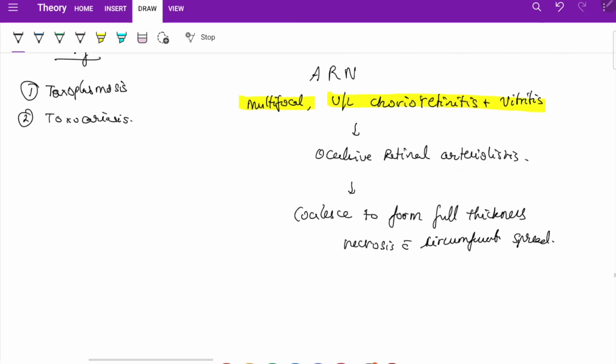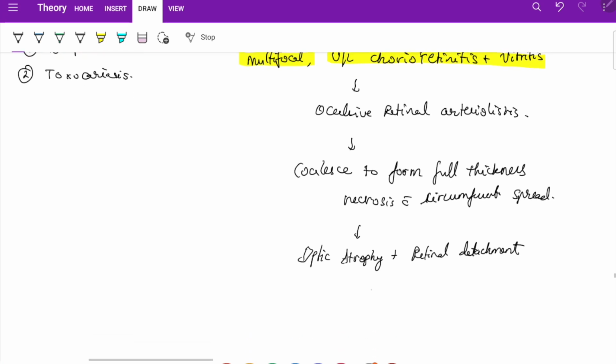And what happens is these are going to cause optic atrophy and retinal detachment. So this will lead to optic atrophy and retinal detachment. This is going to cause retinal detachment. Okay, so there is going to be optic atrophy and retinal detachment, and this retinal detachment will lead to visual loss. So this is very important, very important.